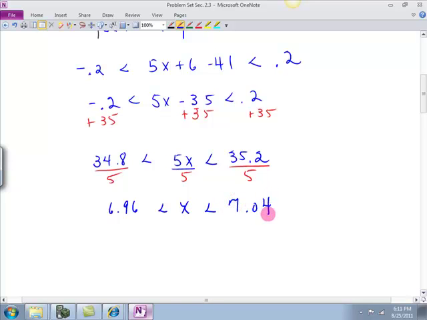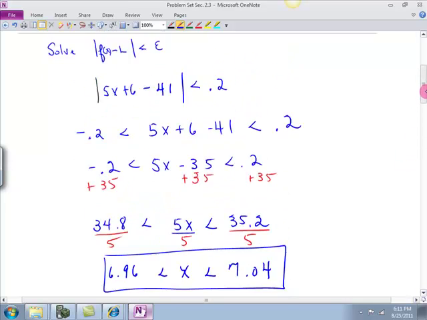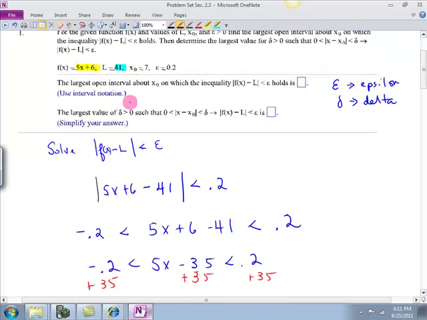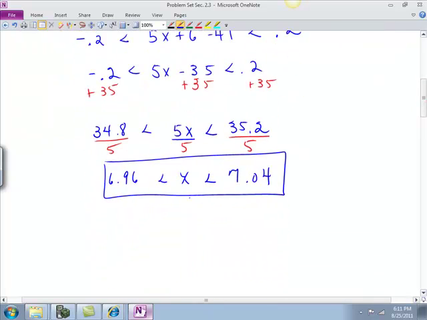Oh, 4? Okay, so that's the interval that they're looking for. That's the interval that's going to make that all hold true. So this is what they're looking for in the first answer, because up here, how did it read? Use interval notation. So that's what you're going to put in that first box. That's the interval. And then it wants that delta value.